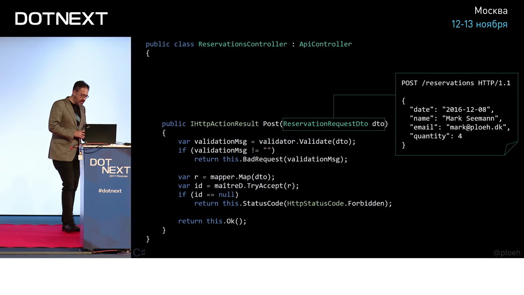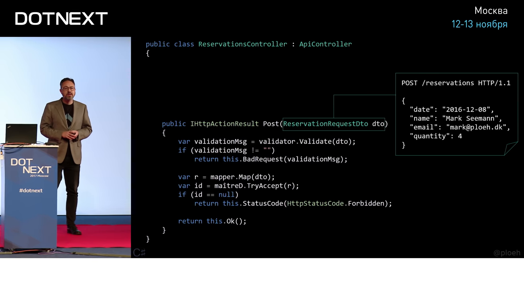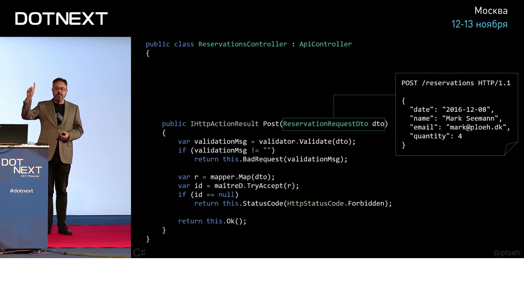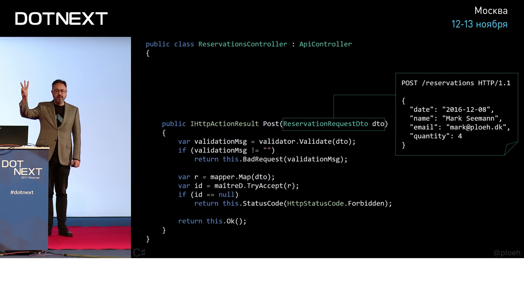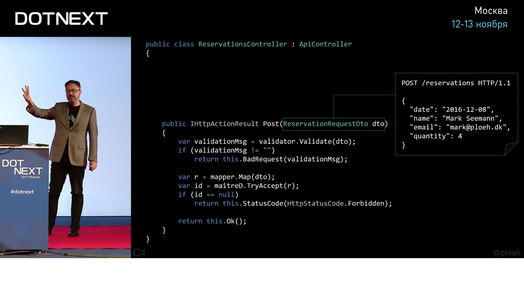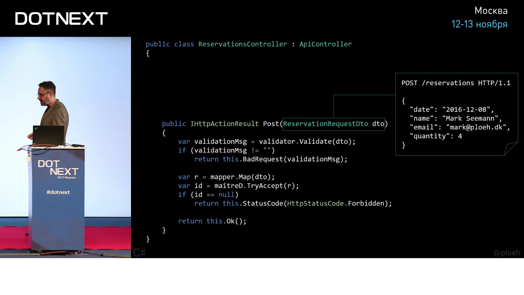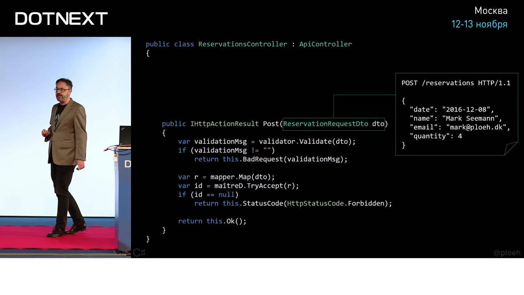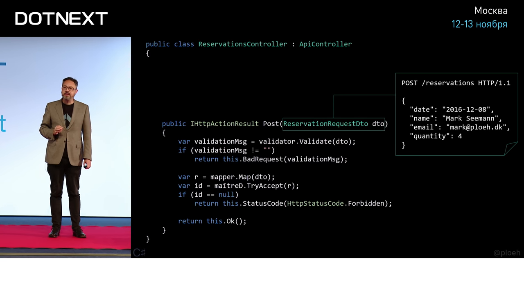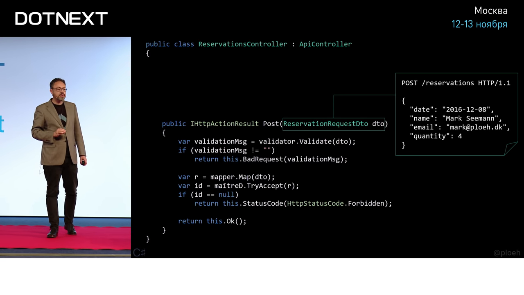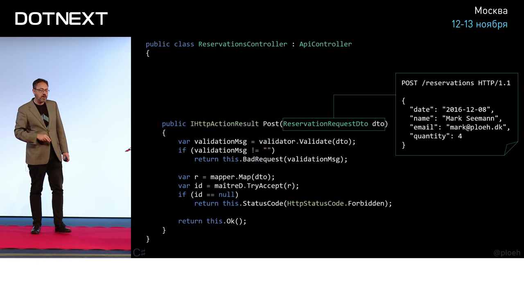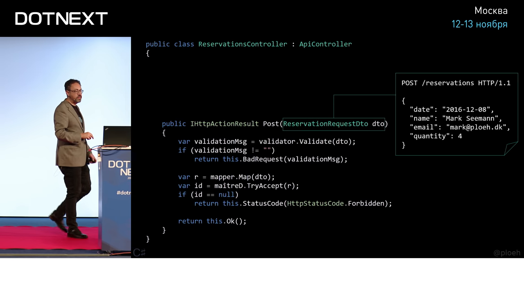But what we really need to figure out now is, we have three objects that we collaborate with: the validator, the mapper, and the maitre d' object. So where do those things come from? Rune Bjarnason suggests that dependency injection is just a pretentious way of saying taking an argument. So could we just take these three objects and pass them as arguments to the post method?